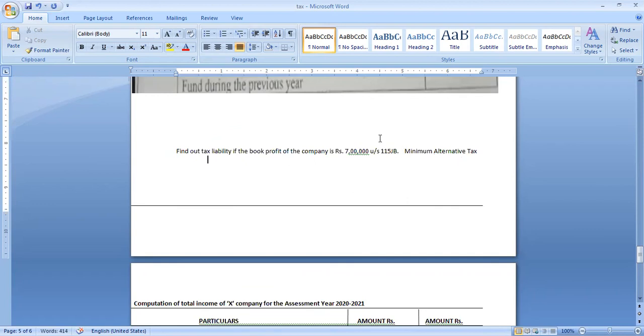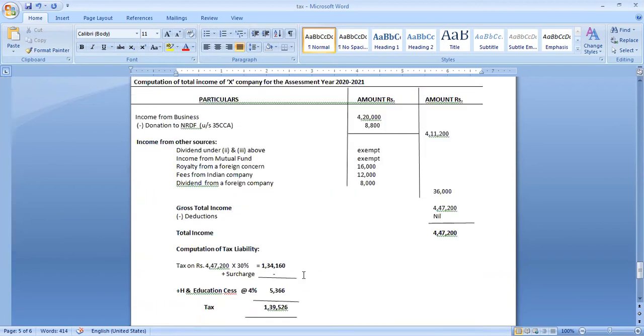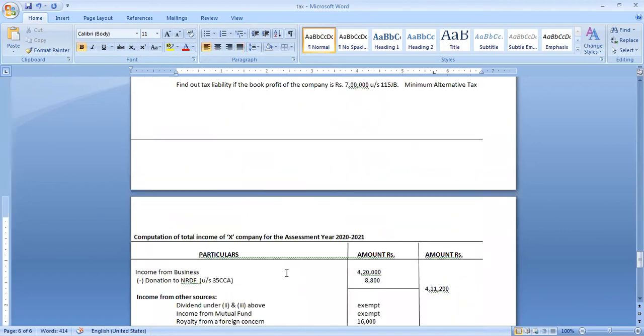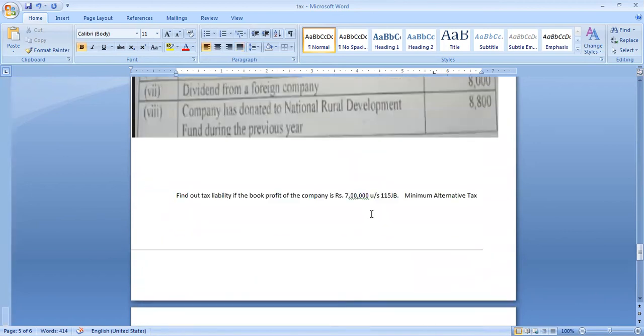Under this one, you have to calculate tax. And what is the special issue regarding that one? We will come to know about it in just 5 minutes. So this is the normal tax liability. Now you have to calculate under section 115 JB also on book profit.